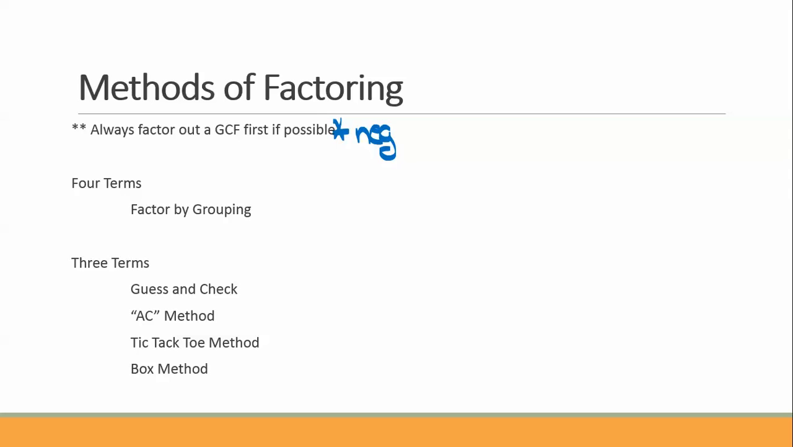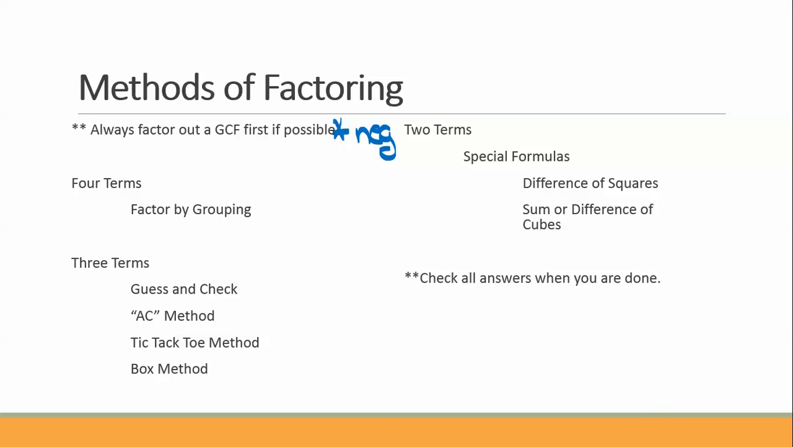You can also factor by the AC method, by the tic-tac-toe method, and I'll show you a couple of the box methods, but the box method kind of goes with the guess and check method. Those are ones that you can work out yourself also. If there's 2 terms, so only 2 things added or subtracted together, typically you're going to use special formulas. You have the difference of squares formula, and you also have the sum and difference of cubes formula. Those we'll go over in the next section. And then, like I said before, always check all your answers when you're done.